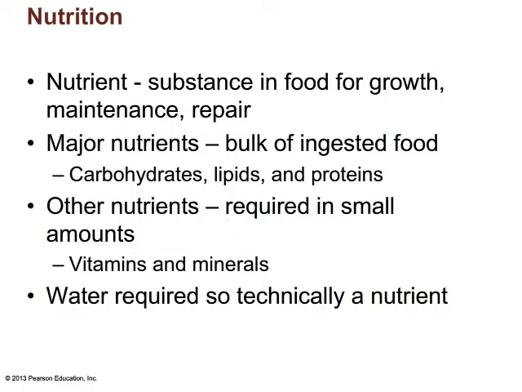So the first part of our lecture is going to be on nutrition, and a nutrient is any substance in food that is used for growth, maintenance, or repair. There are several major nutrients such as carbohydrates, lipids, and proteins, and these form the bulk of the ingested food. They help us provide energy in the form of calories, and they also provide us with raw materials. There are other nutrients as well that are required in smaller amounts, and these are things such as vitamins and minerals. We don't get any calories from these, but they are necessary for our own growth, development, and homeostasis. So even water is technically a nutrient.